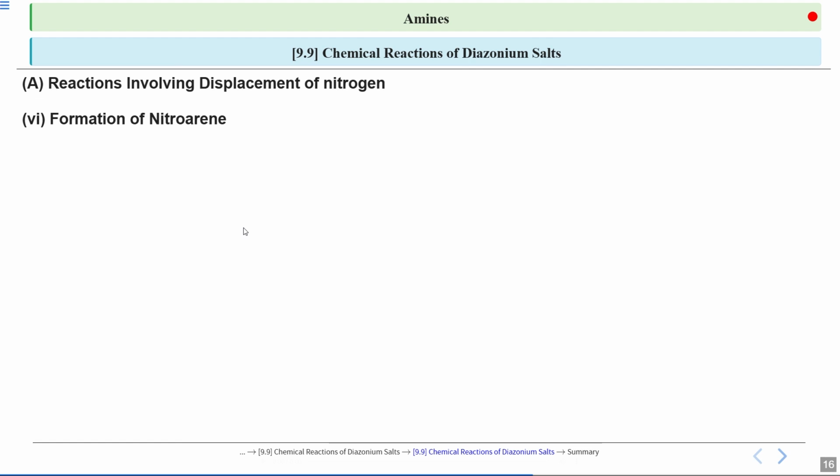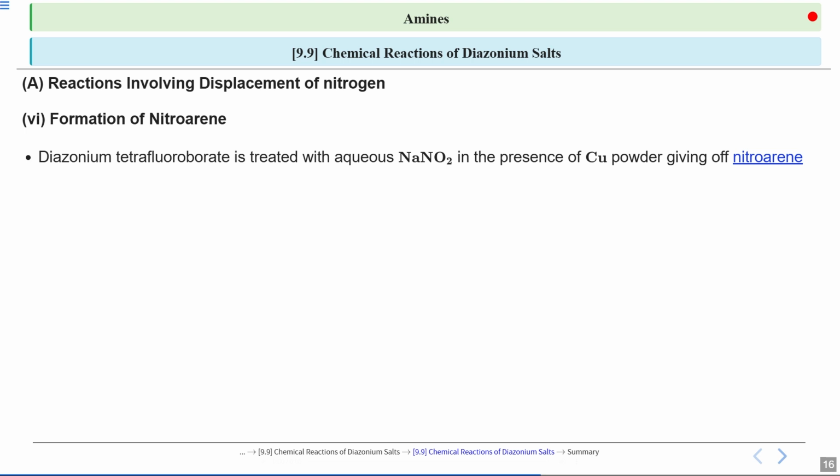Now we will see the formation of nitroarene. Nitroarene is a compound where a nitro group, which is an NO2 group, is attached to an aromatic ring. In this reaction, we start with diazonium tetrafluoroborate, a compound that contains a nitrogen group attached to an aromatic ring. When we treat it with sodium nitrite, NaNO2, and copper powder, the nitrogen group is replaced by a nitro group, which forms nitroarene. This process also releases N2 gas.